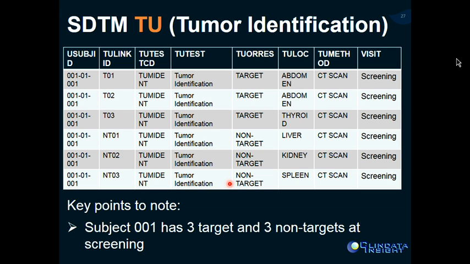And this TU domain is very effective when you want to see how patients have responded to the drug, because it contains how many target tumors are found at each visit, and also whether those tumors merge together, or split, or increase, or some of the tumors disappear. So the TU domain gives the investigator, programmer and statistician a way to see how the patient responds to the drug in terms of tumor numbers.